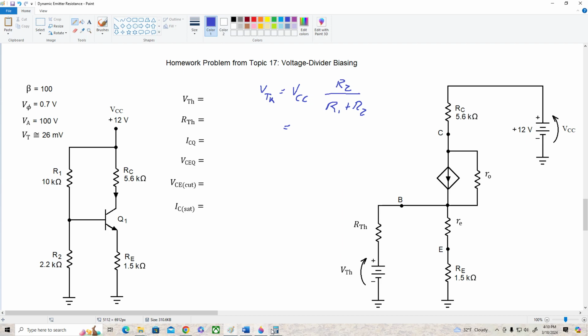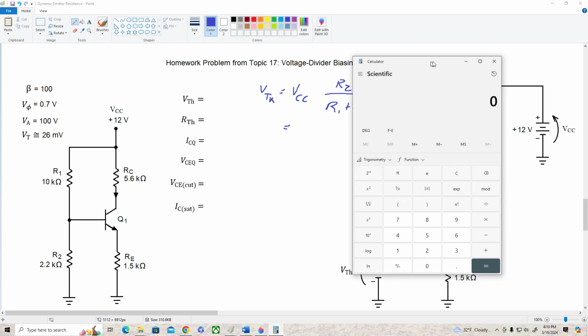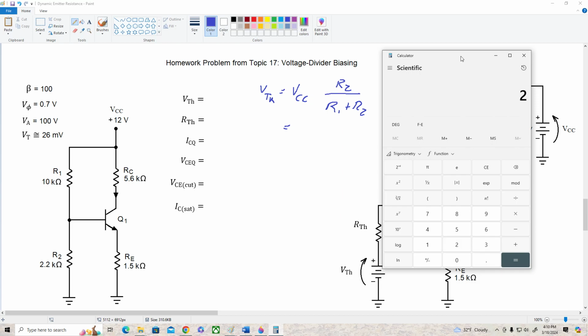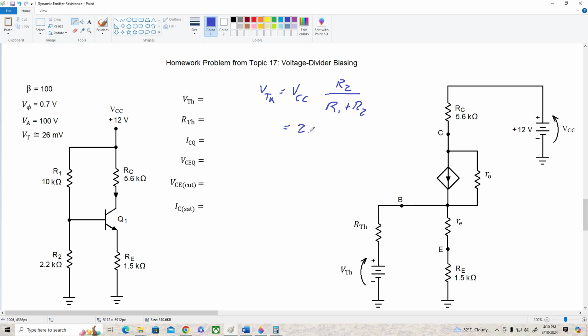All right, so let's see what that comes out to be. We've got R2 is 2.2K divided by 10 plus 2.2 is 12.2 times 12 volts gives us a VTH of about 2.16 volts. Now we'll find RTH, which equals R1 in parallel with R2.